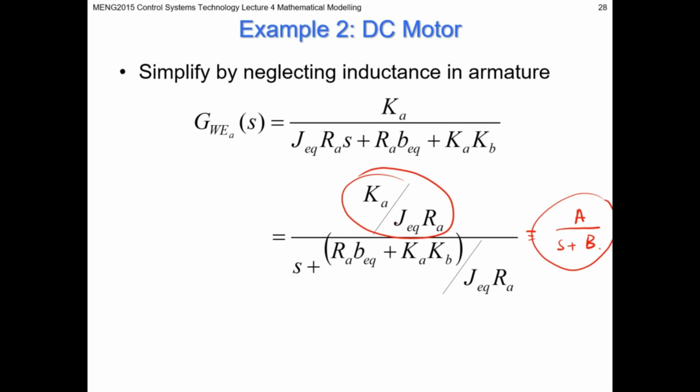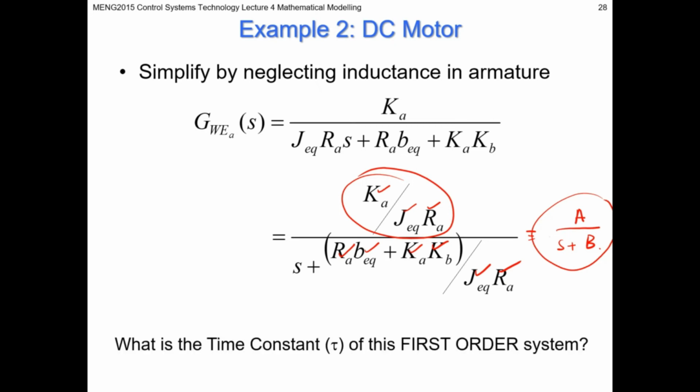This is a constant, and every term in this equation now, except for S, is a constant. So we can say this is our typical first order transfer function. From there, you can tell me what's the time constant.